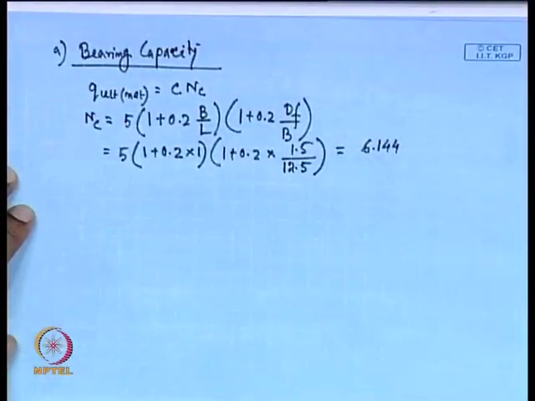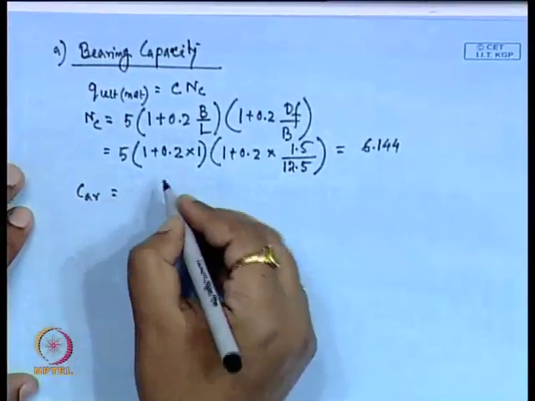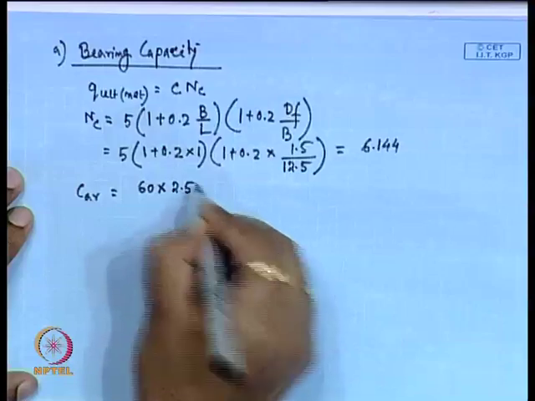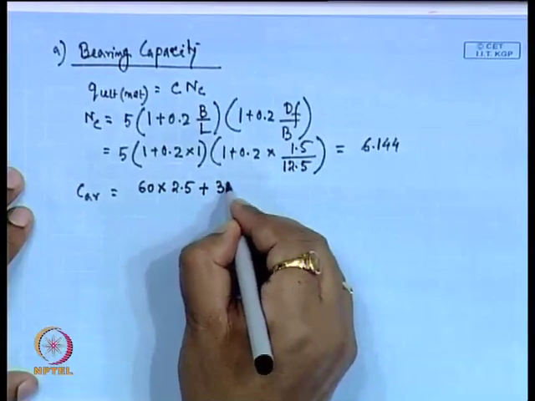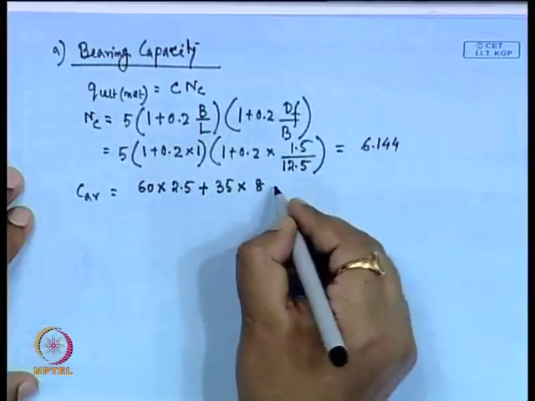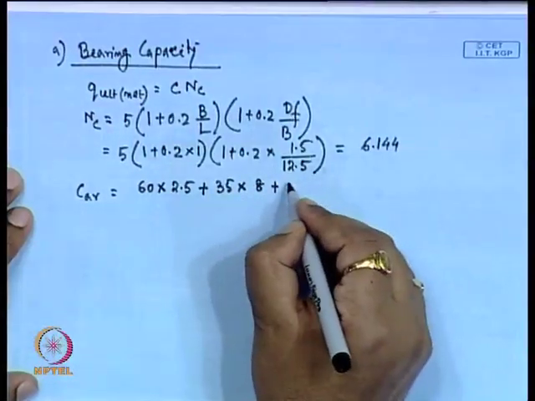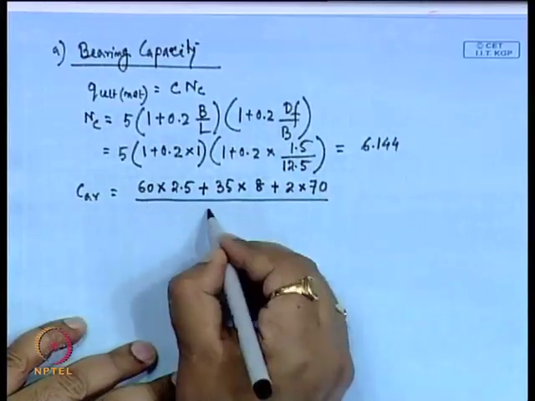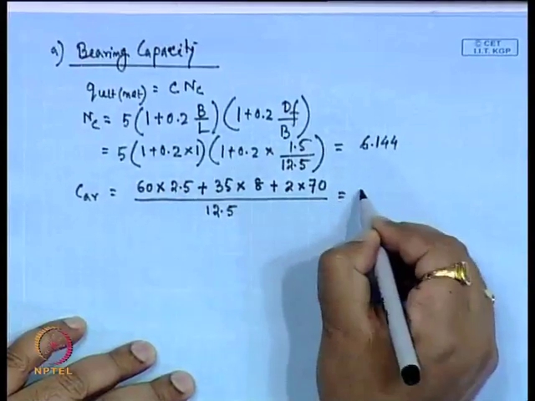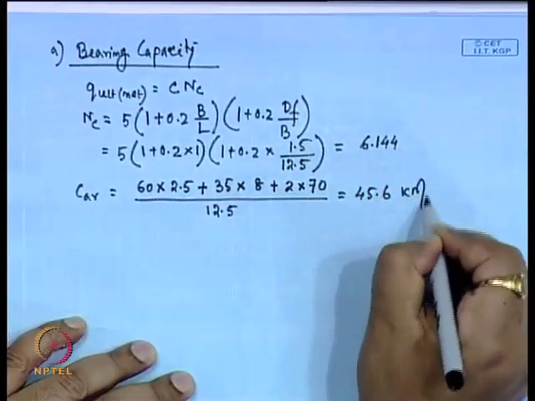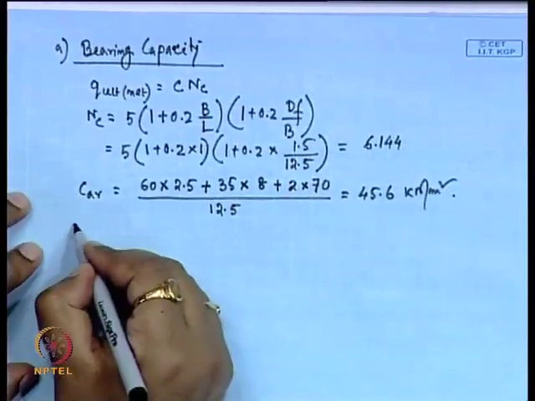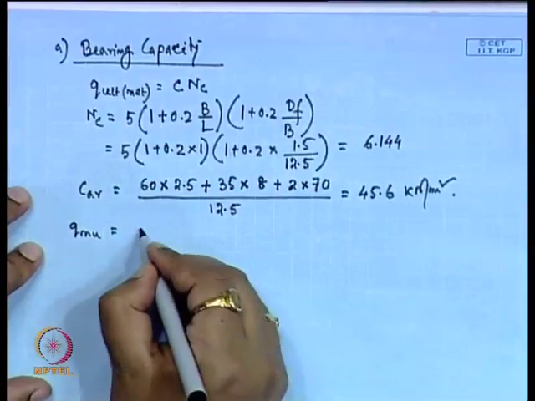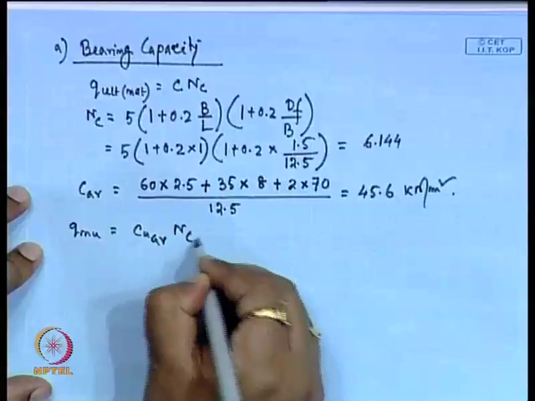So first we will calculate the weighted average C U, that means C average for the influence zone. For the first layer, C U is 60 and the influence zone is 2.5 meters. Then the second layer is 35 and the thickness of the layer is 8. Up to B, for the third layer we will consider 2 meters into 70, and the total width is 12.5. So that is coming 45.6 kilonewton per meter square. So Q net ultimate is C U average into N C.